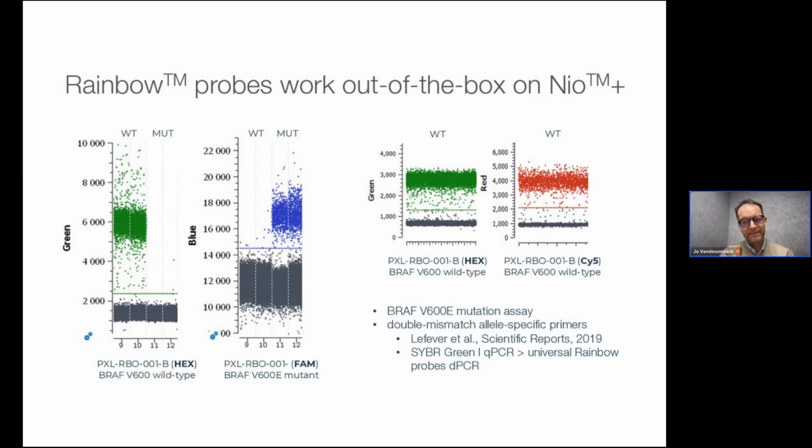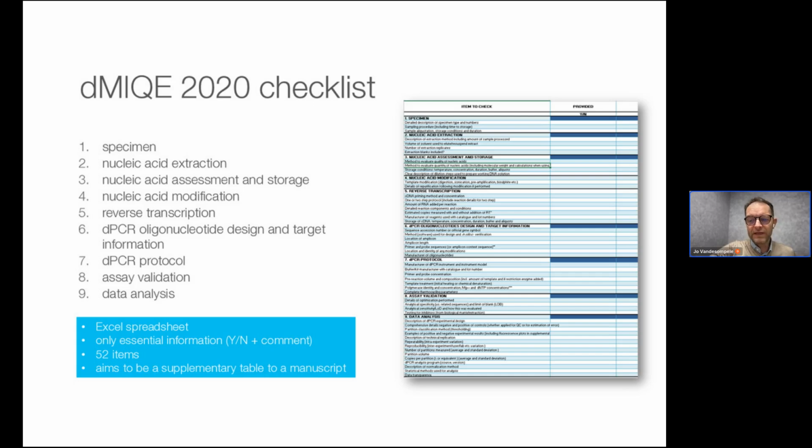So just as an example that these universal rainbow probes work out of the box. This is some data on the Naica instrument that my colleague generated. On the left, you see a mutation assay where we use an allele-specific primer modified so the universal probe can detect the amplicon with exquisite specificity. This is a BRAF assay. And on the right, you see the same wild-type BRAF assay in two different detection channels simply by substituting one of the primers, because it's the primer that is recognized by the universal probes. So higher order multiplexing really becomes within reach for the scientific community.